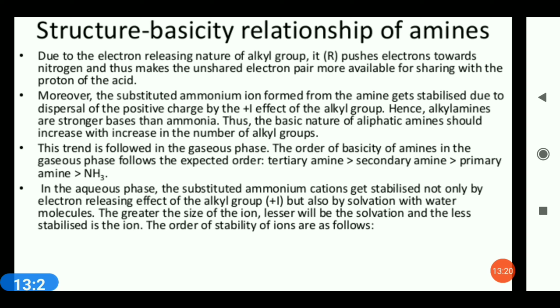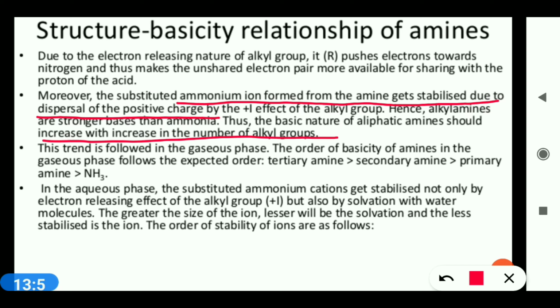Now, structure basicity relationship of the amines. Due to the electron releasing nature of alkyl group, it pushes electrons toward the nitrogen and thus makes the unshared electron pair more available for sharing with the proton of the acid. Moreover, the substituted ammonium ion formed from the amine gets stabilized due to the dispersal of the positive charge by the plus I effect. So, the basic nature of aliphatic amines should increase with increase in the number of alkyl groups.